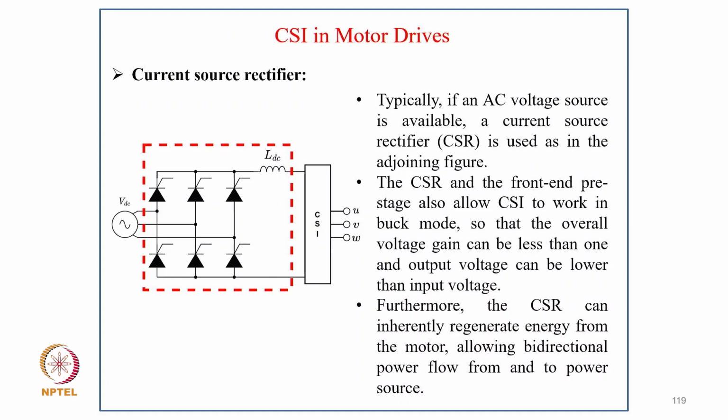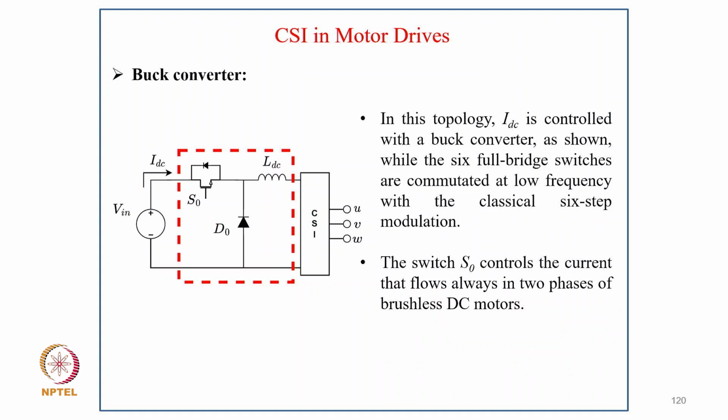The current source rectifier and the front-end PD stage also allow the current source inverter (CSI) to work in a buck mode, so that the overall voltage gain can be less than 1 and the output voltage can be lower than the input voltage. Furthermore, the CSR can inherently regenerate energy from the motor, allowing bidirectional power flow from the motor to the power source. And there is another way to use the buck converter.